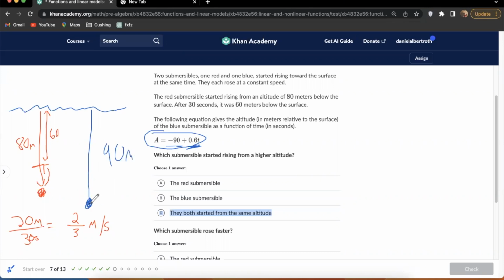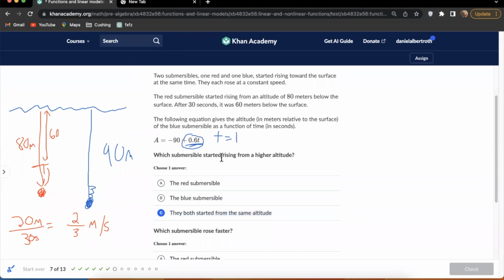And the equation tells us that the original starting distance is 90. And then the rate is 0.6. So every additional second, we're going to go up by 0.6 meters. Every second, this blue one is traveling 0.6 meters. So this is going to help us answer both questions.